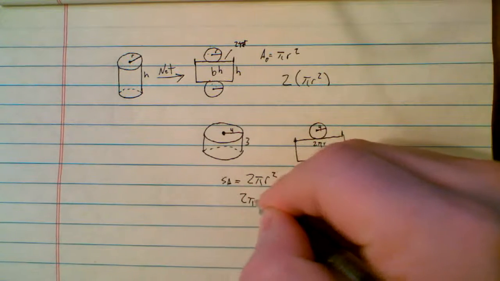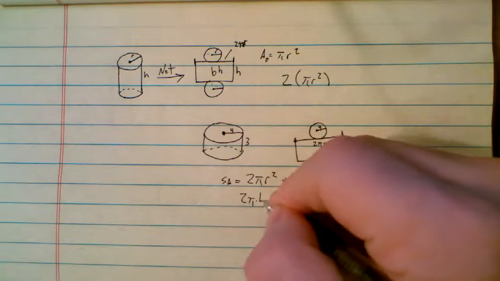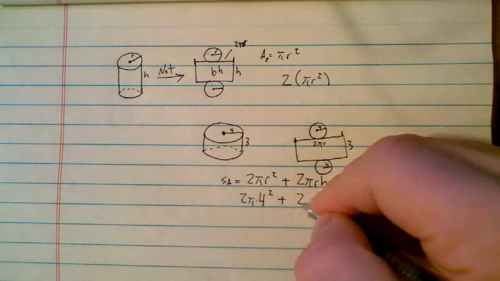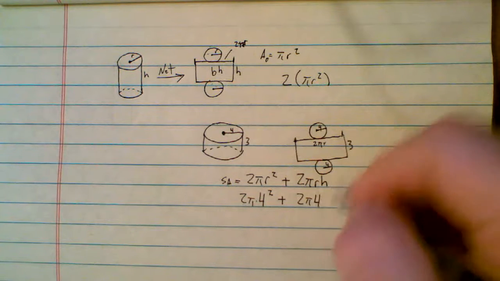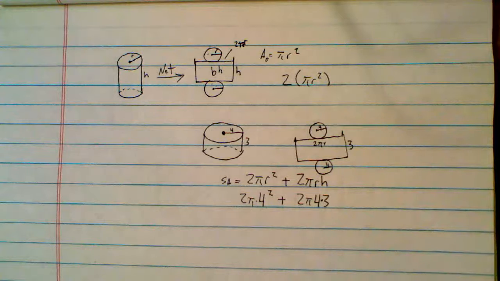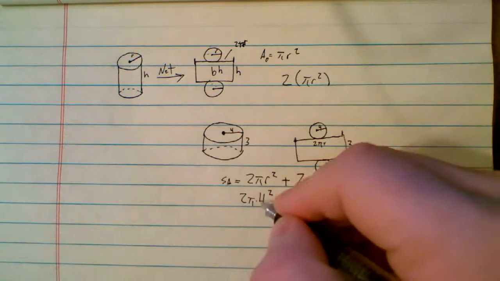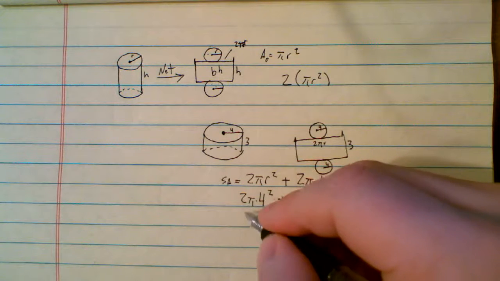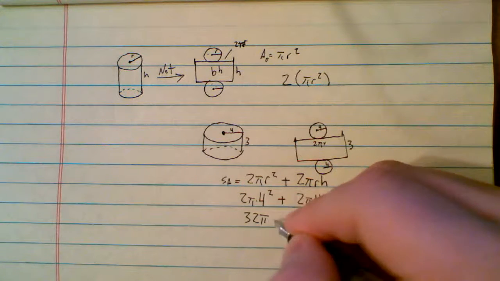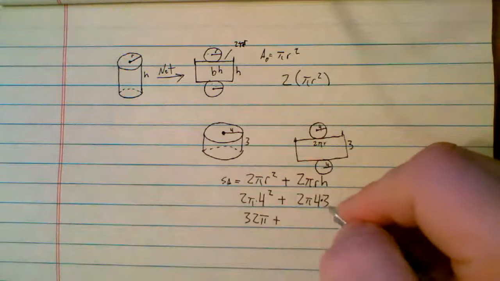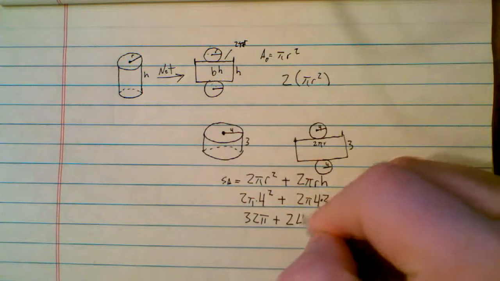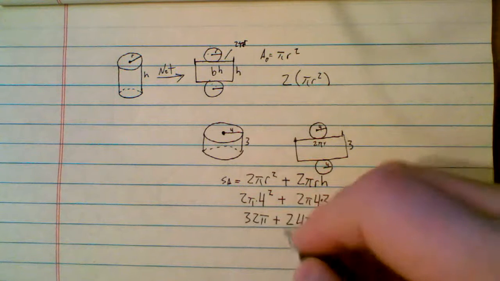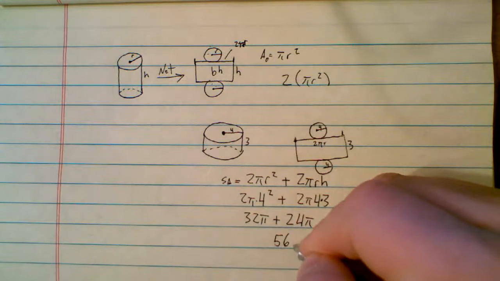So 2 pi, what's our radius? 4 squared plus 2 pi 4 times 3. And if we take 4 times 4, because it's 4 squared, that gives us 16 times 2 is 32 pi, plus we take 3 times 4 is 12, times 2 is 24 pi. Then we take 32 plus 24, giving us 56 pi.